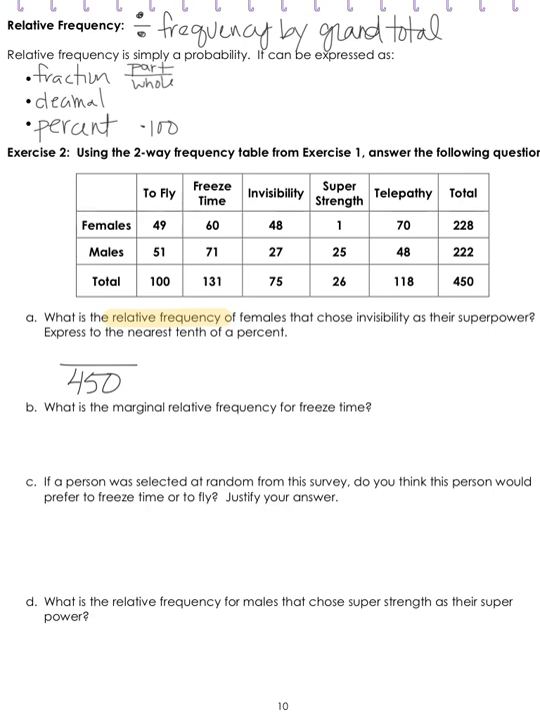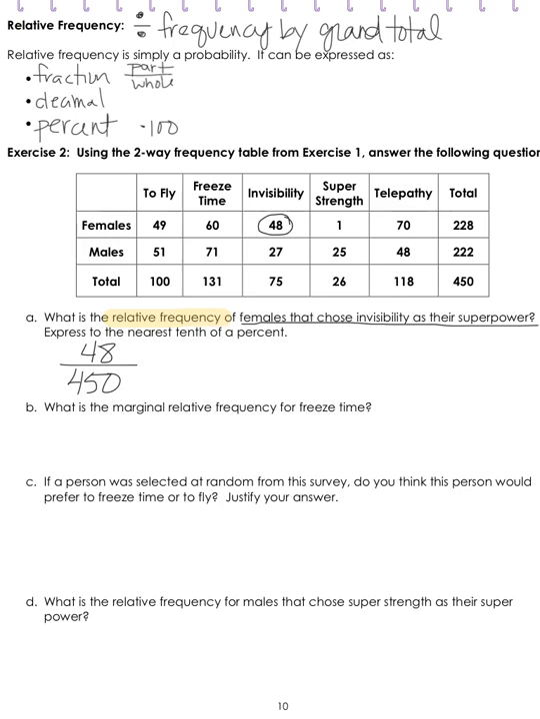The next portion of this is going to tell me which one to pick for the numerator. Females that chose invisibility as their superpower. So I need to find females who chose invisibility. I'm looking right there at 48. So there is my relative frequency.